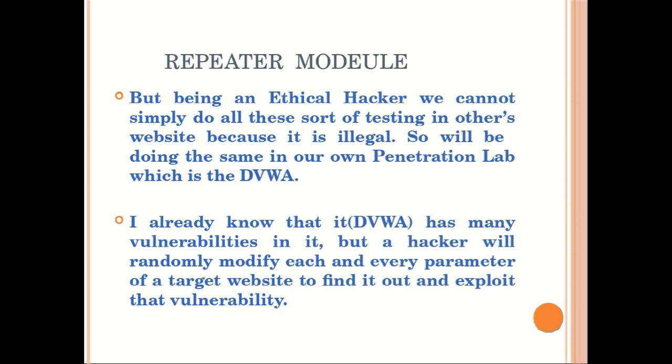But being an ethical hacker, we cannot simply do all sorts of testing on other websites because it is completely illegal. So we'll be doing the same in our own pen testing lab, which is DVWA or the bug bounty application. I already know that this DVWA has many vulnerabilities, but a hacker will randomly modify each and every parameter of a target website to find out those vulnerabilities and then exploit them.